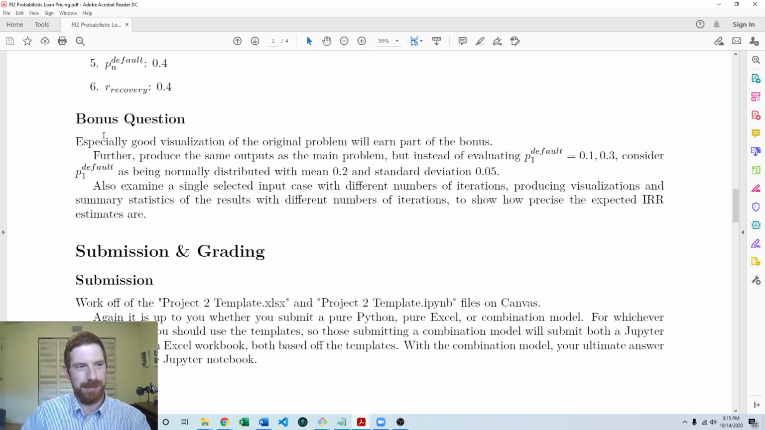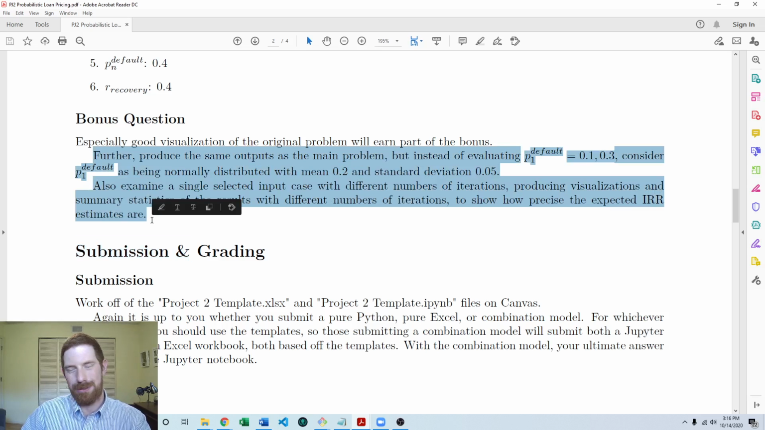So the visualization part is up to 2 points bonus, and then these things together are up to 3 points bonus.